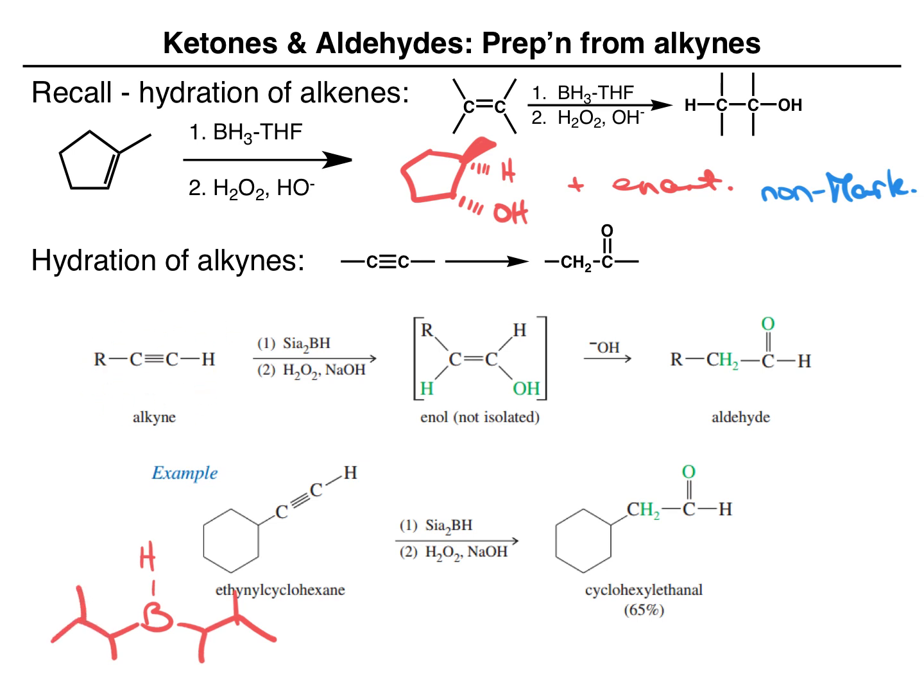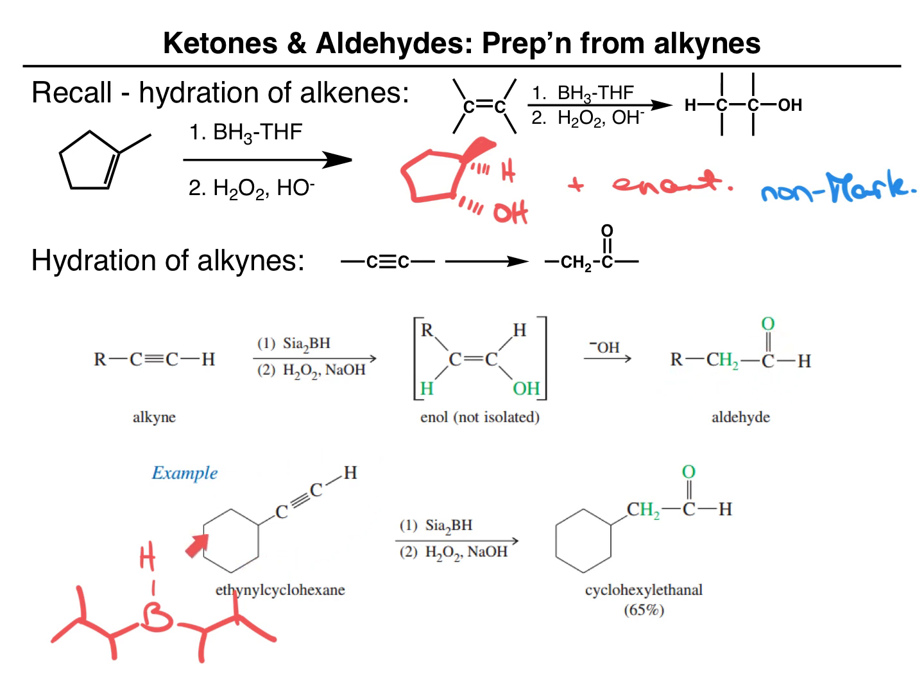So quite bulky. So treatment of an alkyne with disiamylborane followed by hydrogen peroxide and hydroxide leads to the formation of the enol, but in this case it is the non-Markovnikov addition. The OH becomes connected to the less substituted carbon, and the hydrogen becomes connected to the more substituted carbon. The enol is not isolated as it will tautomerize to give the aldehyde.